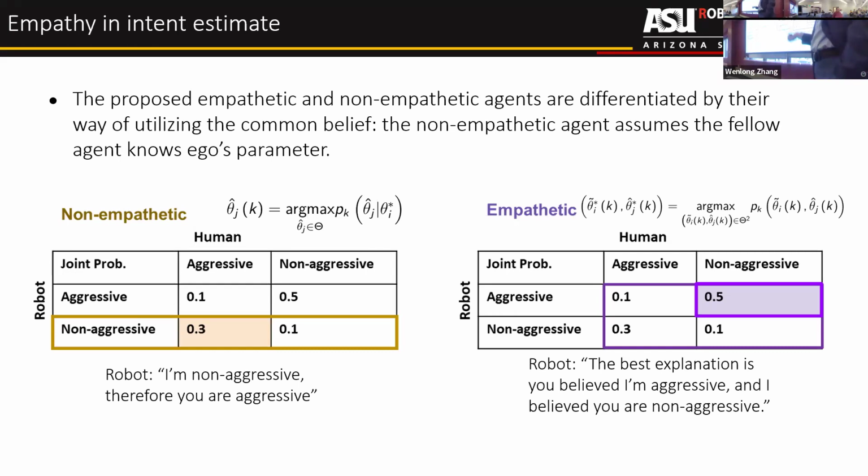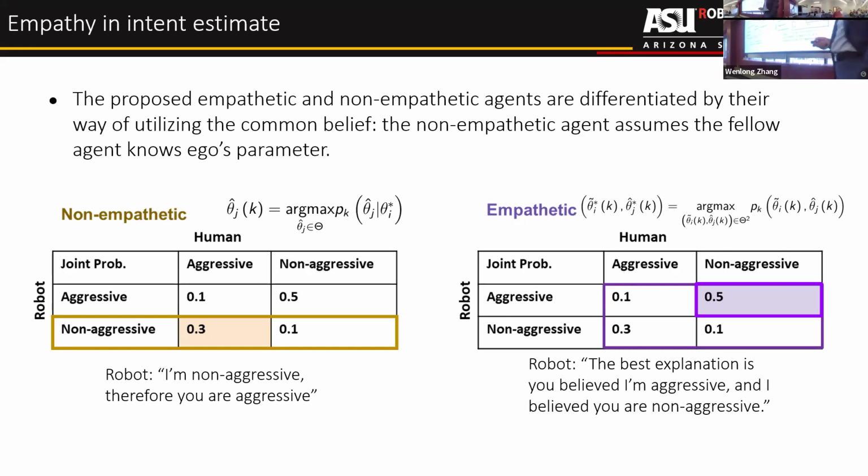A non-empathetic agent will basically run this parameter estimate assuming the other agent knows what my true aggressiveness is. For example, in this case, for a robot, because the robot knows that I am non-aggressive, it will only look at this row to see between these two numbers, which one is higher. And in this particular case, the human being aggressive is more likely. So basically the result for non-empathetic intent inference is that maybe I am not aggressive, you are aggressive, because I think you know I'm not aggressive.